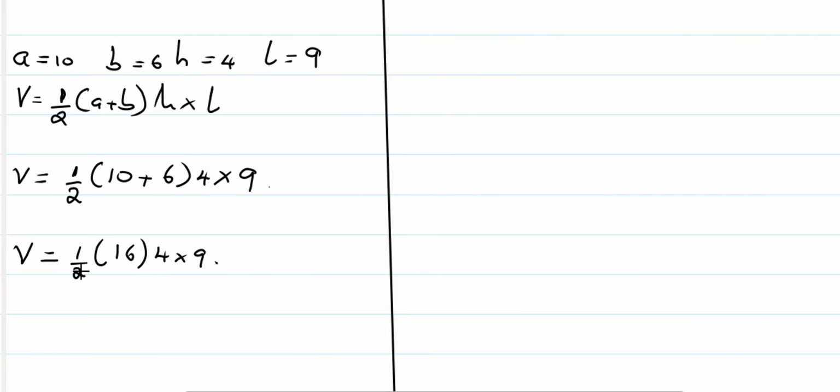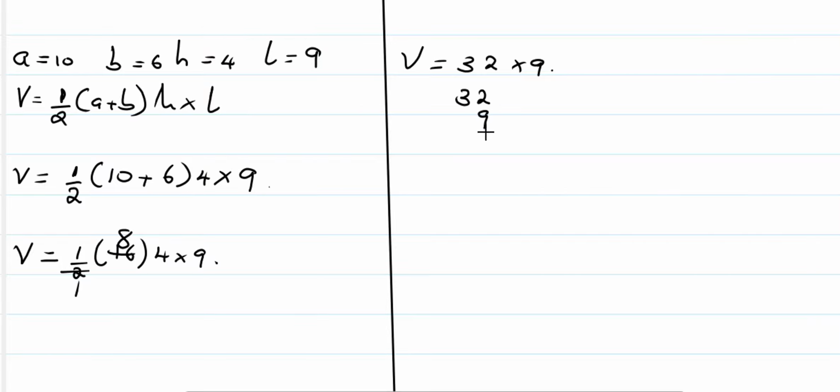Then I can divide this one by 2 and by 2, 8, because 8 goes 2 times into 16. Then 8 multiplied by 4 is 32. So now the volume becomes 32 multiplied by 9. You can even multiply it here directly like this.